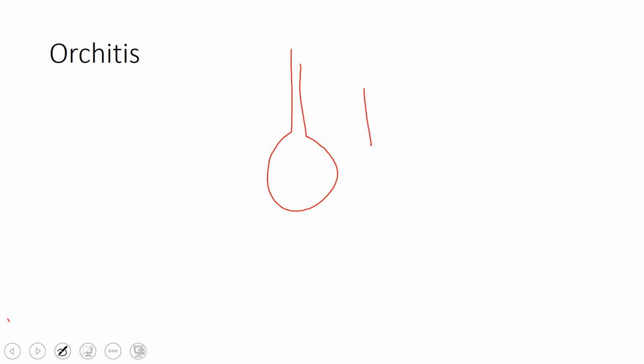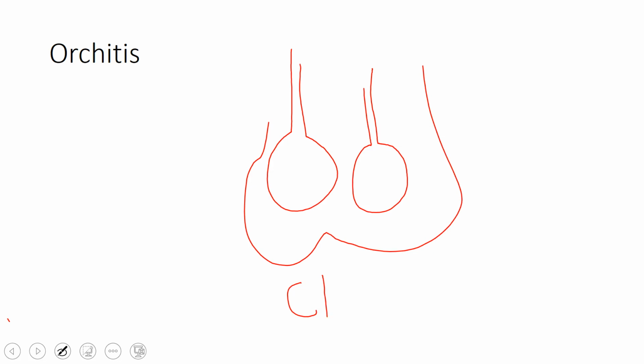But testicles kind of look like O's, if you haven't noticed. So that'd be O for orchitis. Itis is inflammation. So it's inflammation of the testicle. And what causes this? Once again, it is our thing we talked about earlier, the chlamydia. So chlamydia is associated with this, Chlamydia trachomatis.